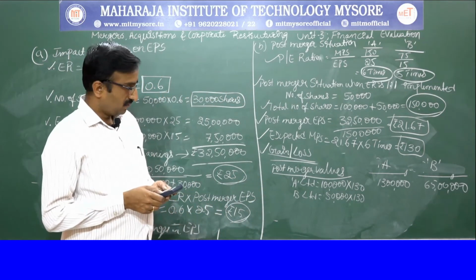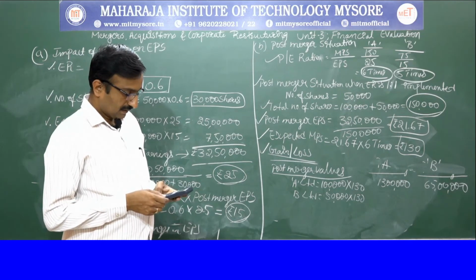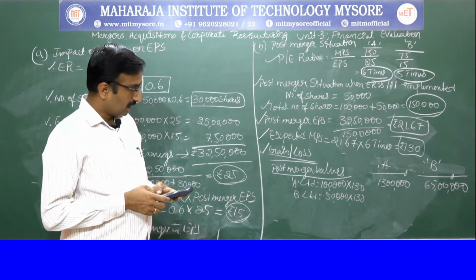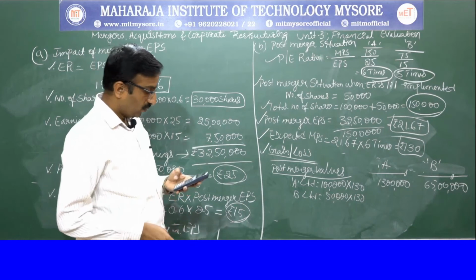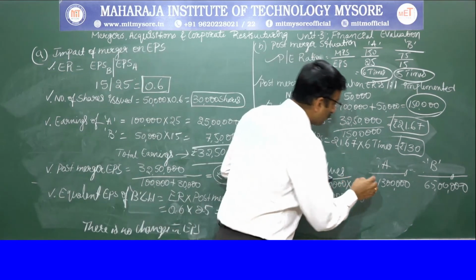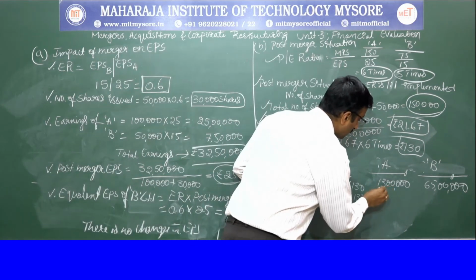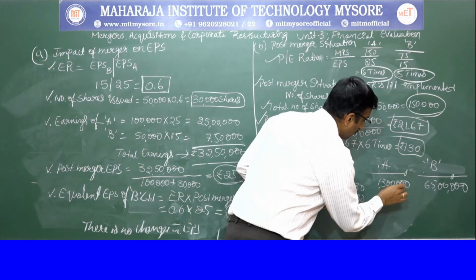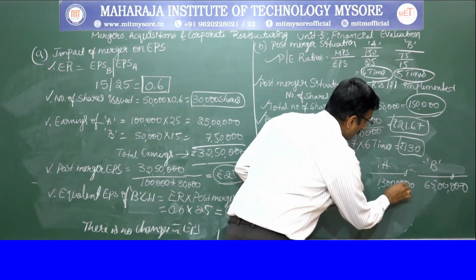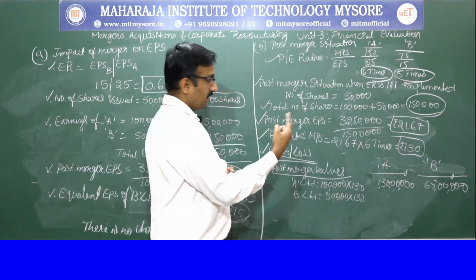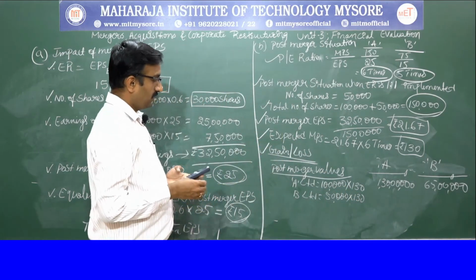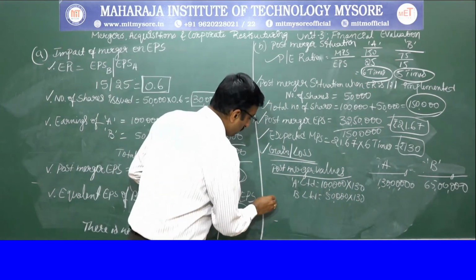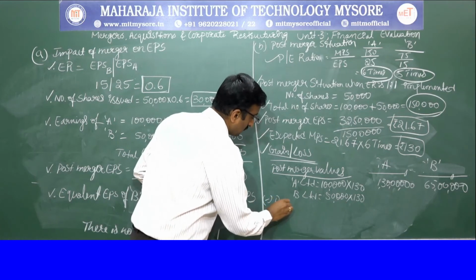Okay. 1 lakh into 130, you will get 1 crore 30 lakh. It is 1 crore 30 lakh. One more zero you need to add. That is 65 lakh. Yeah, this is post-merger value minus pre-merger.